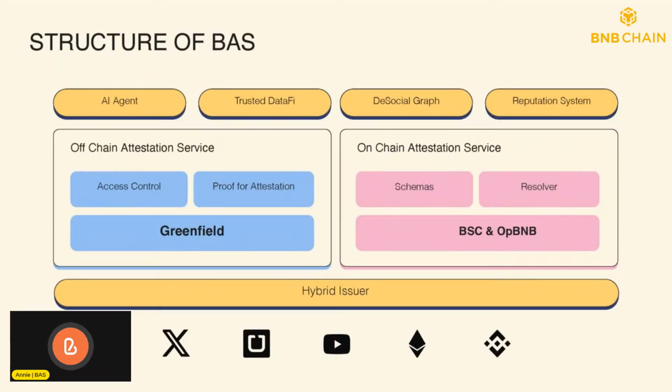Yeah, that is the structure of the BAS. In our design, BAS will include the following three logical layers. At the base layer are hybrid issuers, which can be any third-party resources such as Twitter, YouTube, Binance, OKX, Bitget, Upbit, or even any future projects launched by the developers themselves. This means the third-party issuers endorse their own attestations.